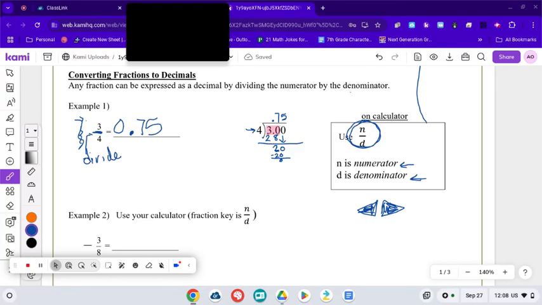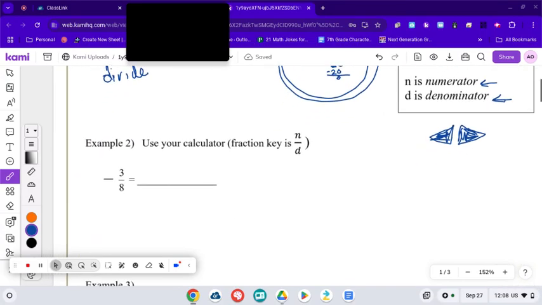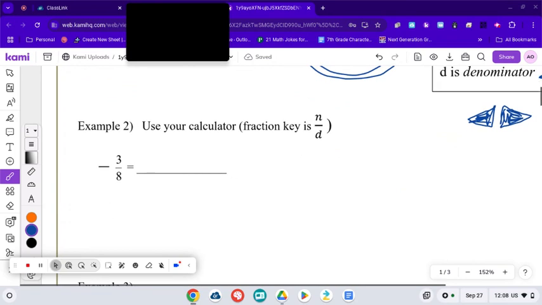So this is what is happening when you type that into your calculator. But we're going to be using our calculator a bunch. I want you to try this one. Use your calculator, the fraction key N over D. This is a negative. I need you to know the negative is on the bottom row to the left of the enter. Don't use a subtraction sign, because subtraction is an operation. You want it to be negative.